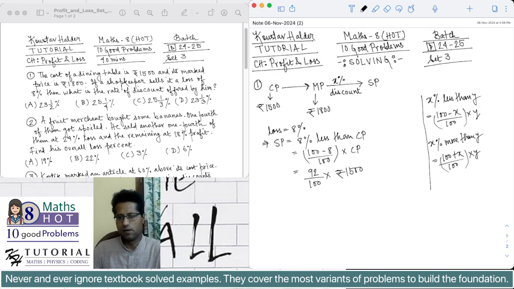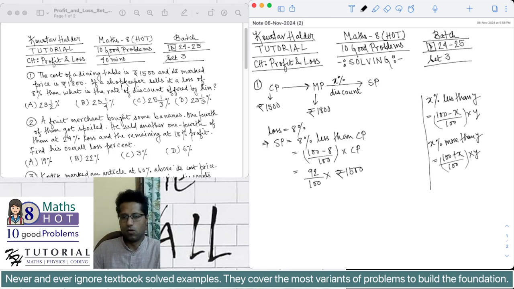Eventually, we have to find the discount rate, which we have assumed to be x%. We have to find x. The selling price is this. I will not right away simplify the value of 92 by 100 multiplied by 1500. I will leave it like this. This will help in the future calculation in cancelling things.